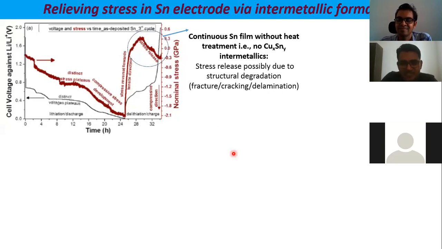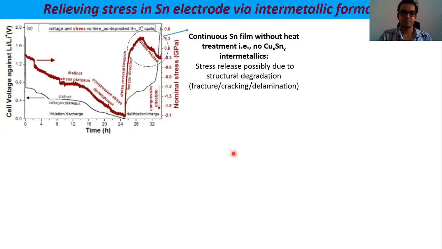Before ending this session, in the next session we'll see a specific case of silicon based electrodes: how the stress gets developed, how the stress can be minimized, what the mechanism of stress development and stress minimization is in those electrodes, and how we can use different materials to minimize those stresses in silicon based electrodes. That will be entirely focused on one material.